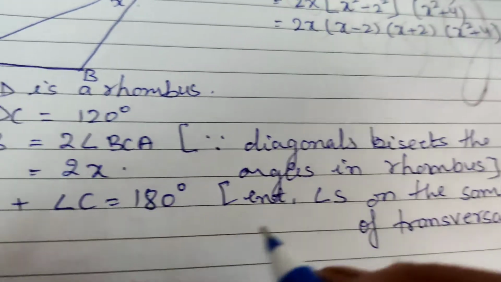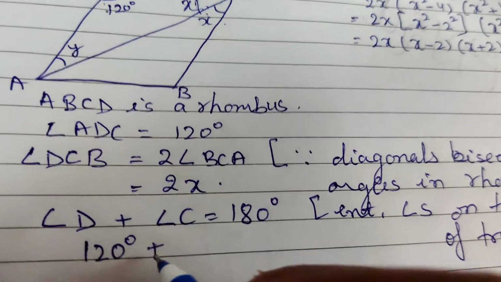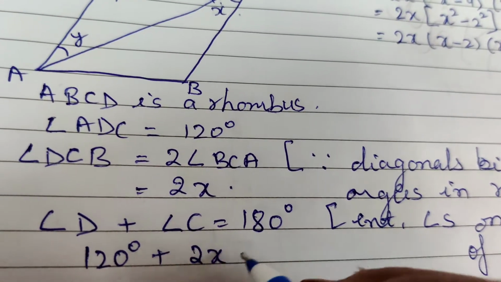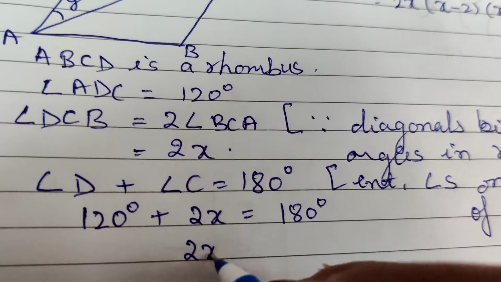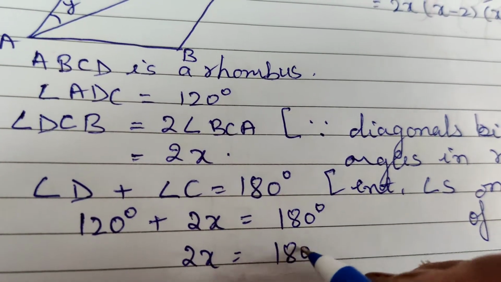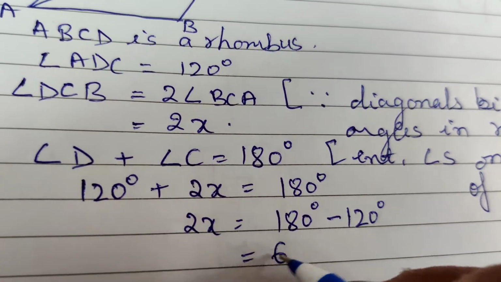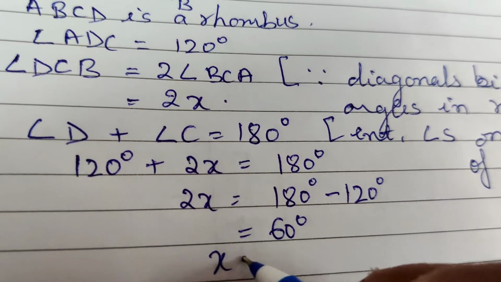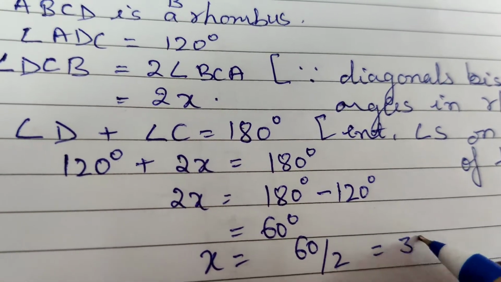Equal to the 180 degree. The angle D is 120 degree. Angle C is 2x, 180 degree. 2x equal to 180 minus 120, 60 degree. And x equal to 60 by 2. It is equal to the 30 degree.